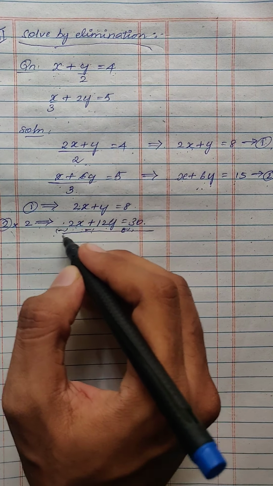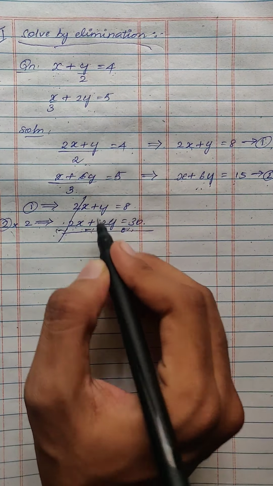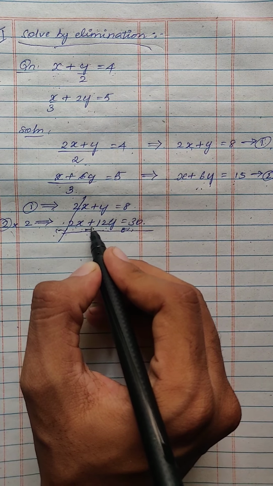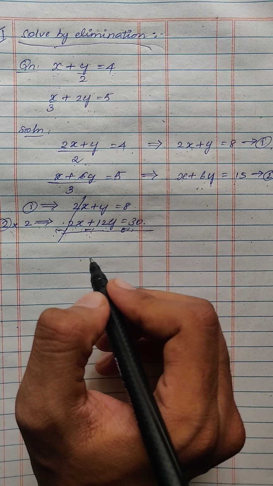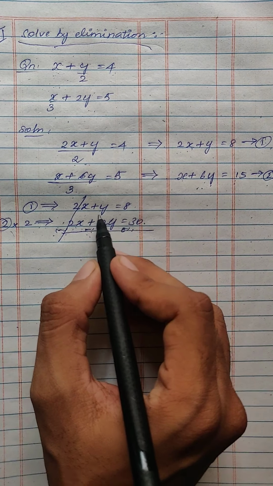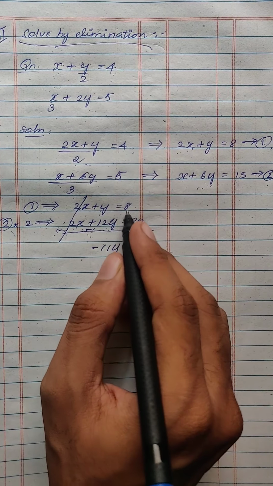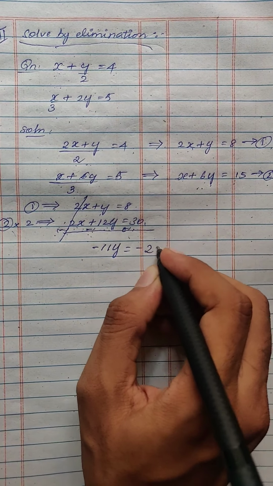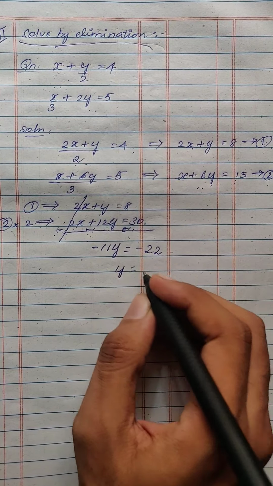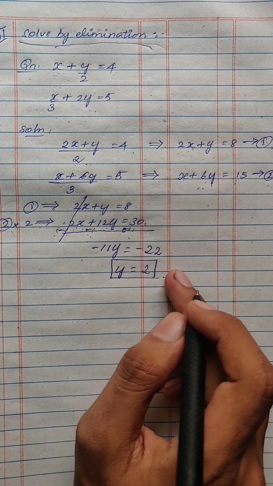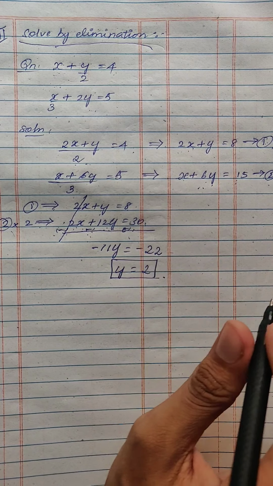Now 2x minus 2x gets cancelled. y minus 12y. You have to see the changed sign, not the original sign. This we have dealt with in polynomial division. I hope you can understand. So y minus 12y will be minus 11y is equal to 8 minus 30, which is minus 22. So y is equal to 2. Minus 11 goes to the denominator, minus minus get cancelled, you'll be getting 2.